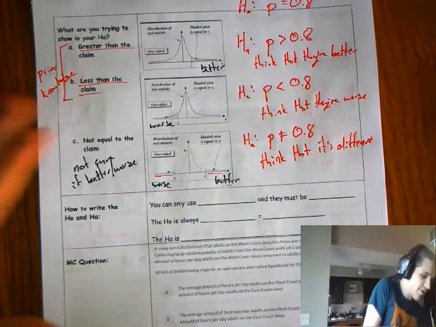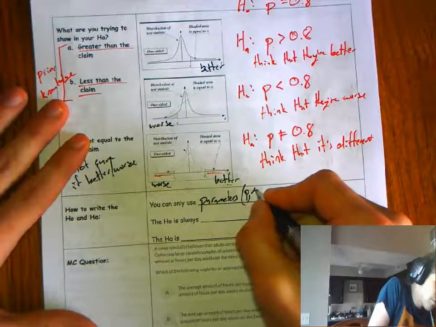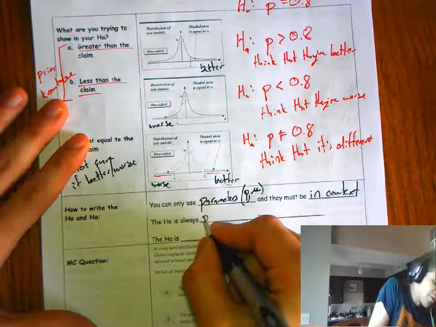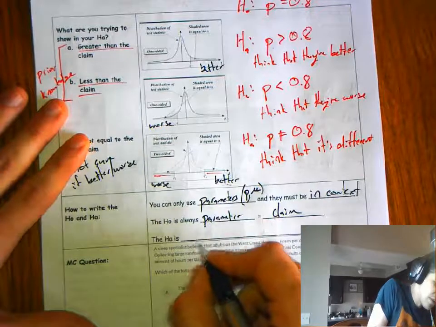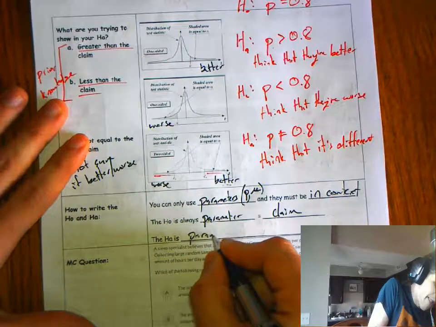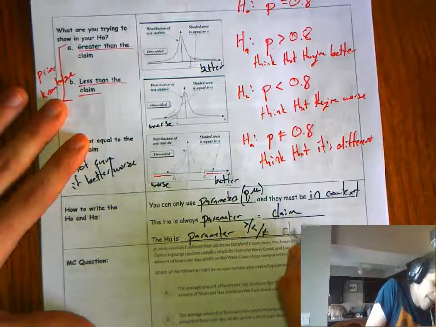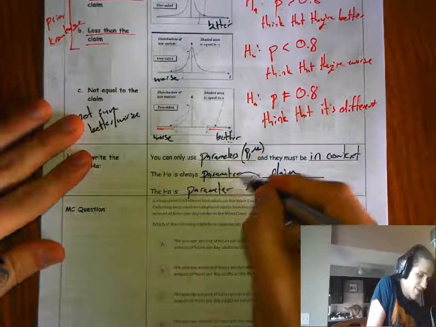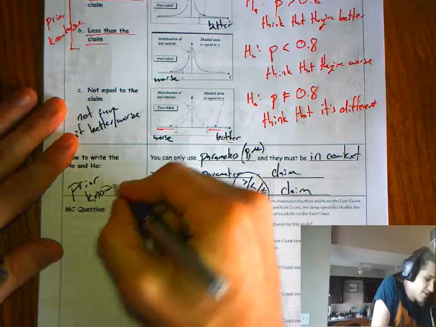All right, how to write your Ho and your Ha. You can only use parameters. That is things like p and mu, and they must be in context. The Ho is always parameter equals the claim. The Ha is going to be parameter is greater than, less than, or not equal to the claim. And that's your decision. And that decision, whether it's greater than, less than, or not equal to, again, that's based on any prior knowledge we might have about the situation.